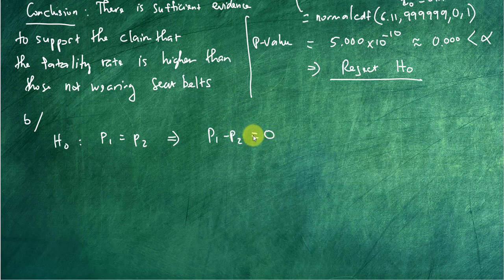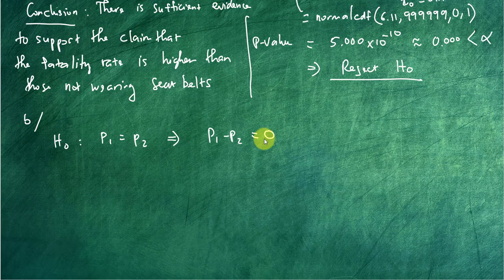Okay, so the confidence interval uses a standard deviation based on estimated values of the population proportions, whereas a hypothesis test uses a standard deviation based on the assumption that the two proportions are equal.